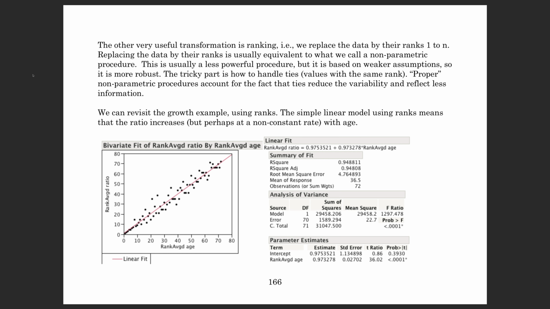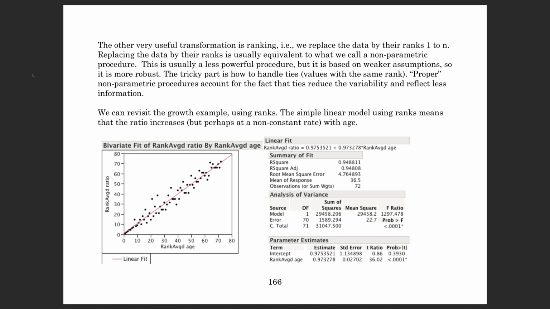So again, I want to illustrate this with the growth example. What I've done here is my y variable is now the average rank for the ratio, and my x variable is the rank average for the age. Right, so I'm plotting y against x, but now my ranks go from 1 to 72 for both the age and the ratio. Interestingly, you will see the adjusted R squared is again about 95%.